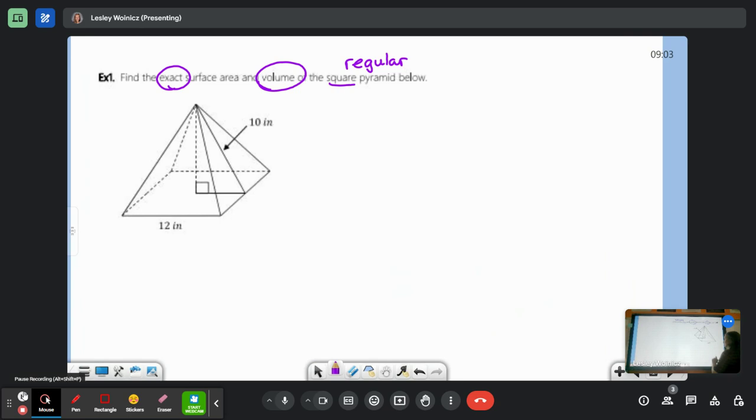Okay. So if this side is 12, what is this side? 12. Okay, and what is this part of that side? 6. Okay, so do you guys see that I have a 6 and a 10? I have one triangle right here. This is a right triangle right there. Everybody see it? Yeah. So they're giving me the slant height.